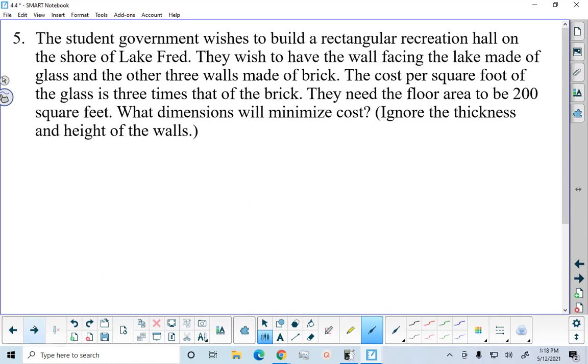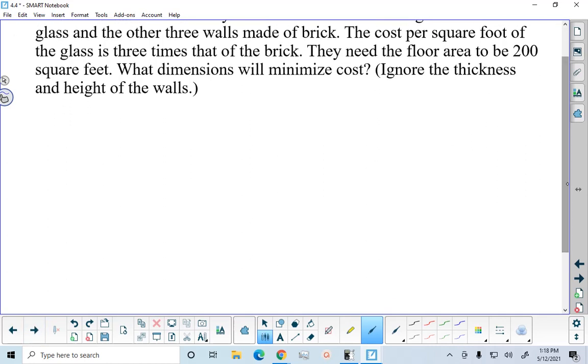Let's dissect this question first of all. We're going to build a rectangular rec hall on the shore of a lake. And what we want is one of the walls to be made of glass. And the reason why we want one of the walls to be made of glass is we want the wall that's facing the lake to be something that students can look through and watch the lake. So the bottom line here is we have a rectangle we're going to construct.